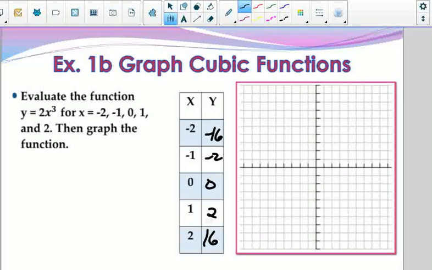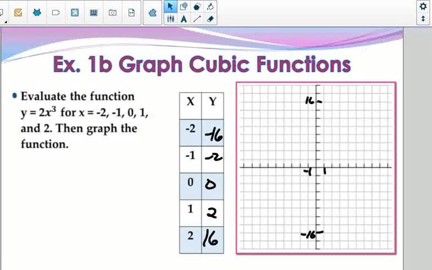Since the biggest number is 16, I have 1, 2, 3, 4, 5, 6, 7, 8, 9, 10. I don't have enough there. So if I count by 2, so 2, 4, 6, 8, 10, 12, 14, 16, this will give me the 16 here. This will give me a negative 16 here. And then we'll just count by ones for our x-axis.